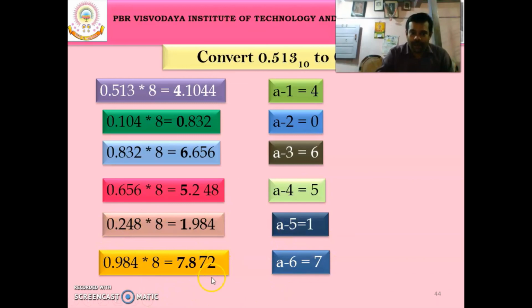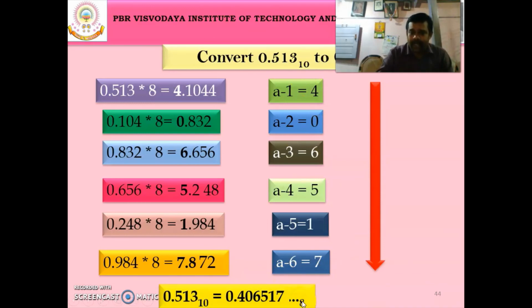So we can stop at this point and we have to write this as the answer and we can put 3 dots. The meaning is it will continue, because in this problem we will not get the fraction part as 0. So we can't stop; it will go on again and again. So after finding up to this point you can write the answer.